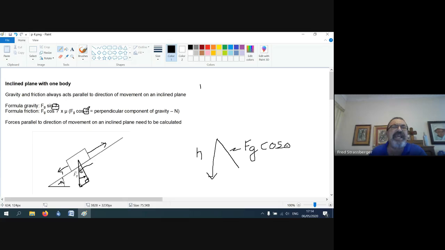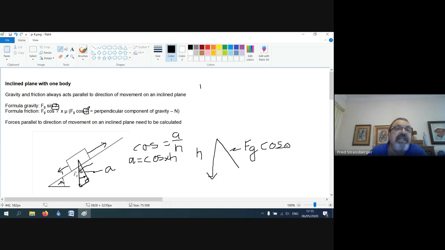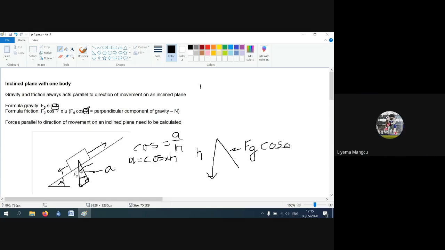Yes, it's Fg perpendicular, because if we look at the triangle I've drawn, if that's the hypotenuse, then this side is the adjacent side, because it's adjacent to the angle we're working with. And we know that cos theta is equal to adjacent over hypotenuse. So we can rewrite this as adjacent equals cos theta times the hypotenuse, and the hypotenuse, as I said, is equal to the force of gravity or the weight of the object.